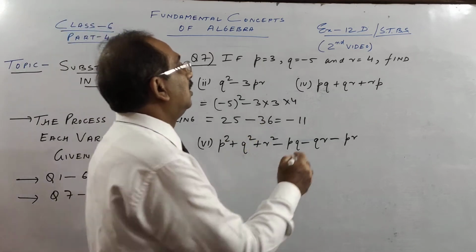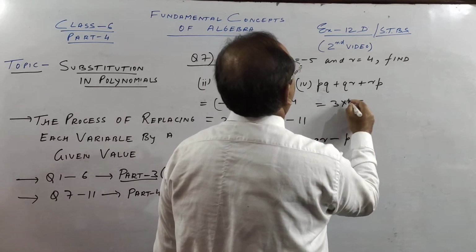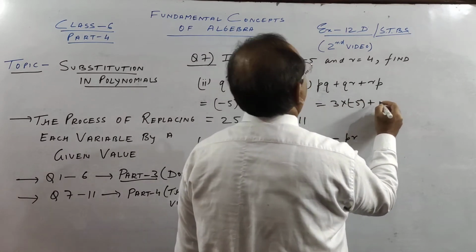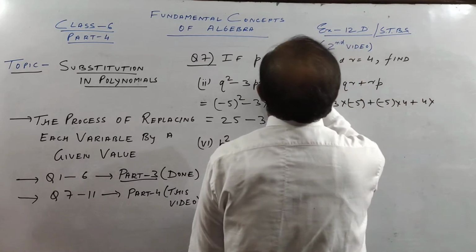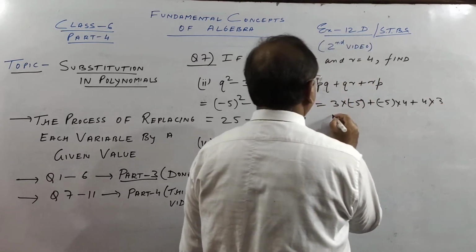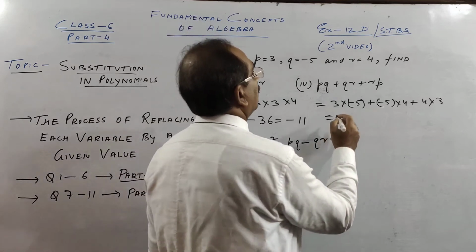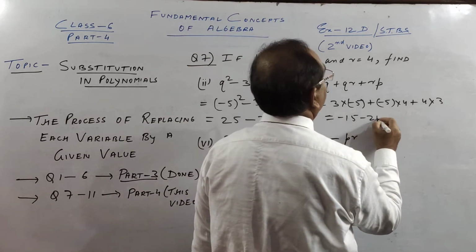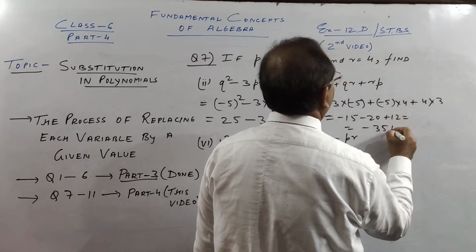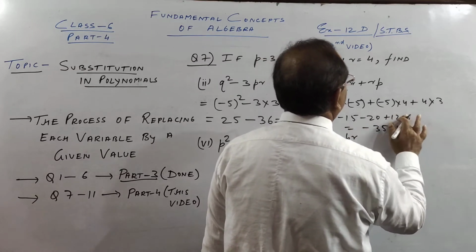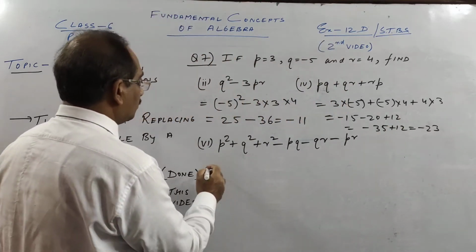Minus is bigger. Here I write 3 for p, q is -5, and you can put a bracket to make it better. q is -5, r is 4, plus r is 4 and p is 3. Children, wherever there is a minus, we put a bracket. So this is -15, -20 plus 12. We get -35 plus 12, which is -23.